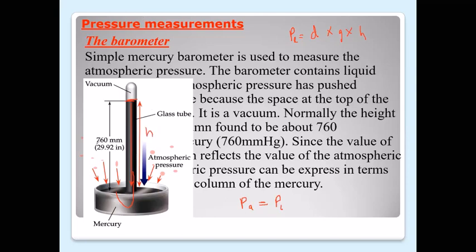Normally at sea level, this height is approximately 760 millimeters, or if I convert into meters, it will be 0.76 meter. This is our normal height which the mercury rises when we use a barometer or place the barometer at sea level or on the ground.